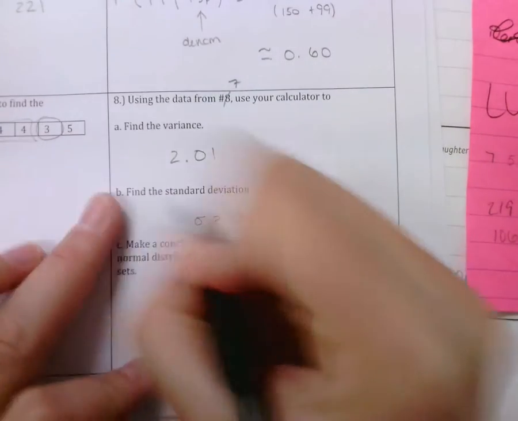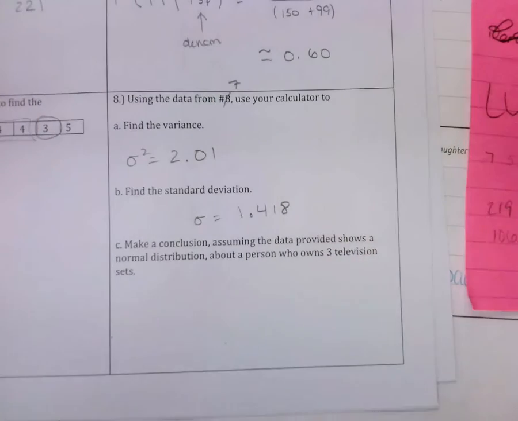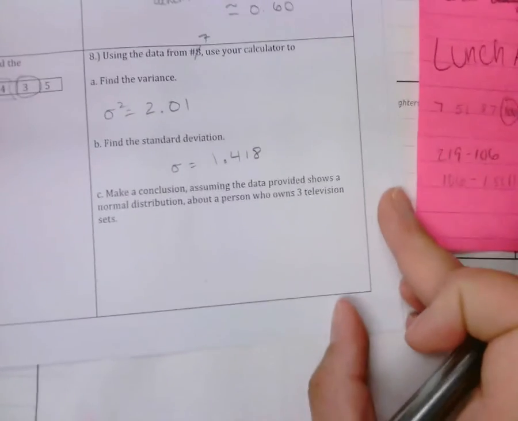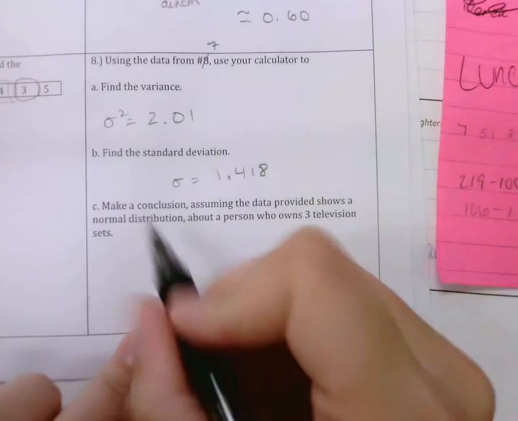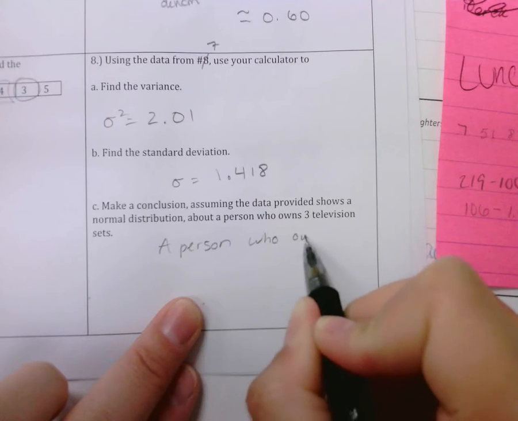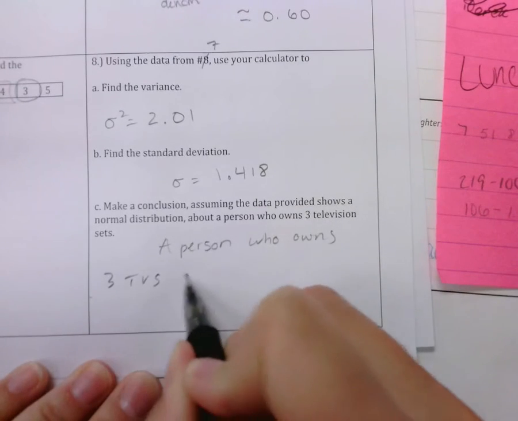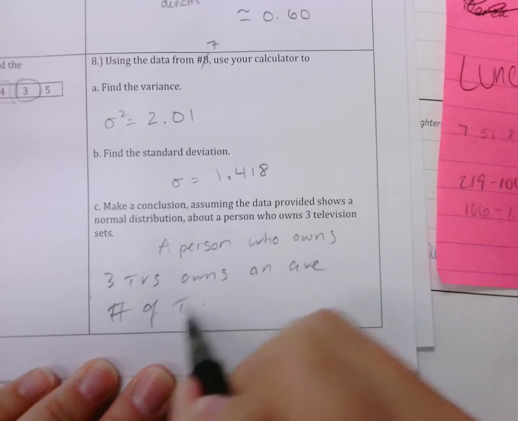So this is sigma squared, just as a reminder. Make a conclusion, assuming the data provided shows a normal distribution, about a person who owns 3 TVs. If the mean, median, and mode is 3-ish, what can you say about someone who owns 3 TVs? They're average. Yeah. So you would say a person who owns 3 TVs owns an average number of TVs.